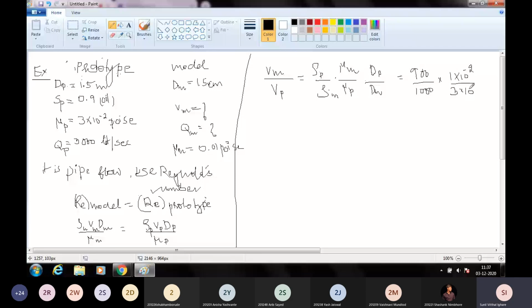Multiplied by dp. The diameter of the pipe in case of a prototype is 15 centimeter, converted into meter, so you will get 0.15. If you do the calculation, you will get approximately 3. So Vm for the model is equal to 3 Vp for the prototype.